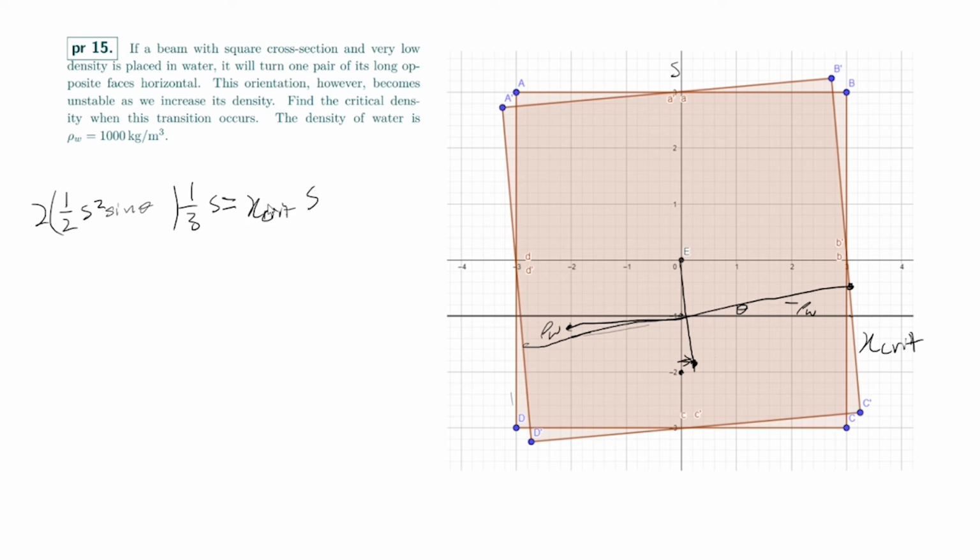times s times the x coordinate here, and the x coordinate is going to be, so the distance from the center to this point here is going to be s over 2 minus x crit over 2. So times s over 2 minus, I'm just going to say x over 2, and we need this relation to be true. So we can simplify some stuff here, and let's multiply by 6 everywhere, so that gives us 2s squared.